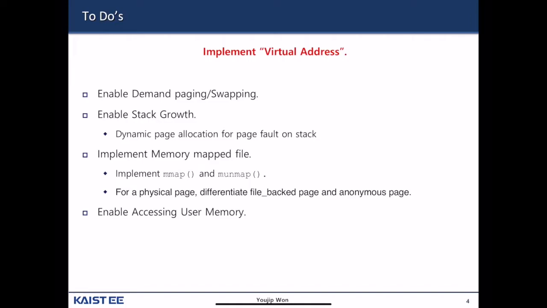In a real virtual address space implementation, we have to basically do 4 things. First, we need to enable demand paging and swapping. And then, second, we enable stack growth. In the current Pintos process structure, each process is allocated 1 page of stack. And if the stack runs out of space, then the program dies. But now we are going to enable stack growth.